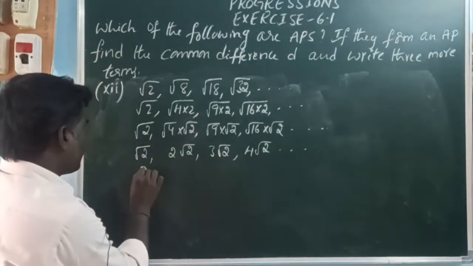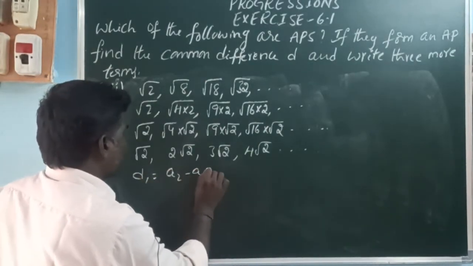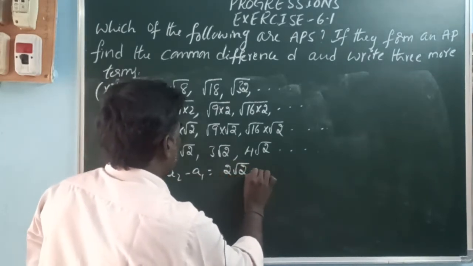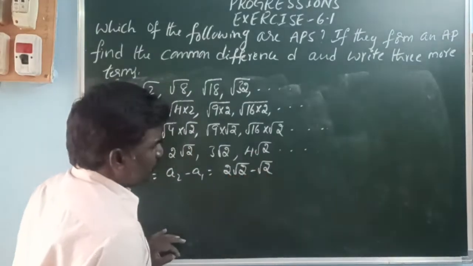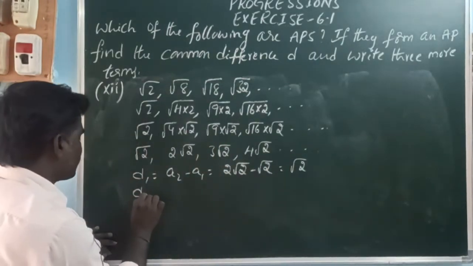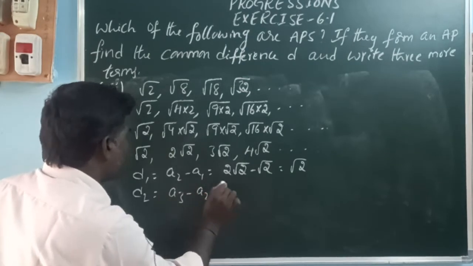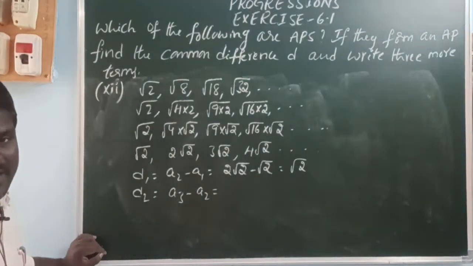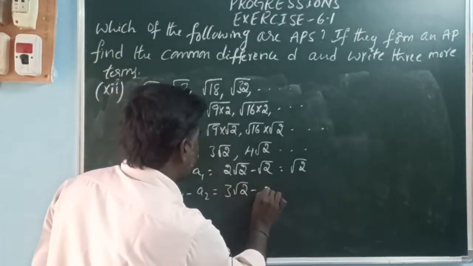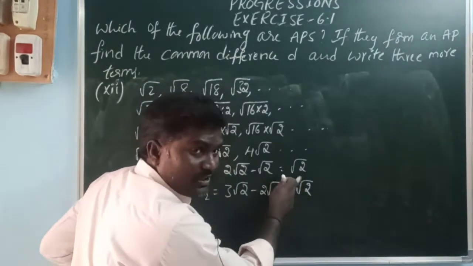Okay, here the common difference, d1 is equal to a2 minus a1. So that is here 2 root 2 minus root 2. So 2 root 2 minus 1 root 2 is how much? Root 2. So next, we can check another common difference. So a3 minus a2, that is here 3 root 2 minus 2 root 2, that is equal to how much? Root 2. Here the common difference is root 2.